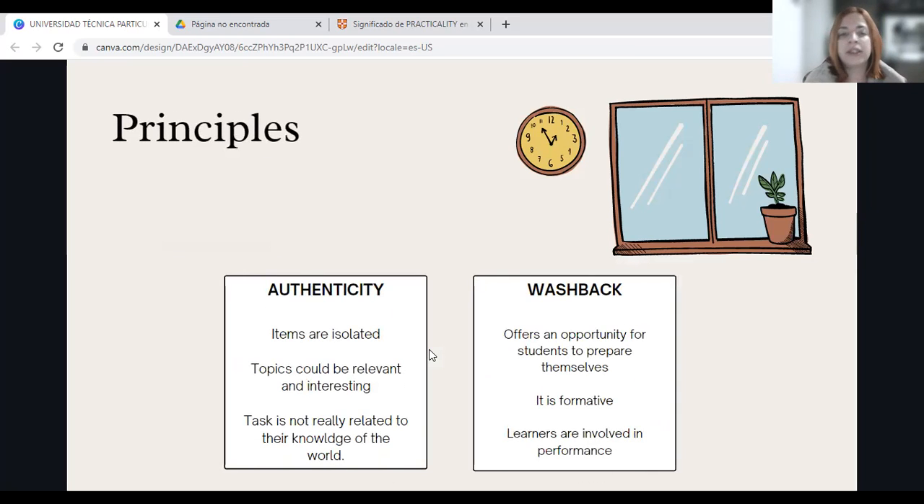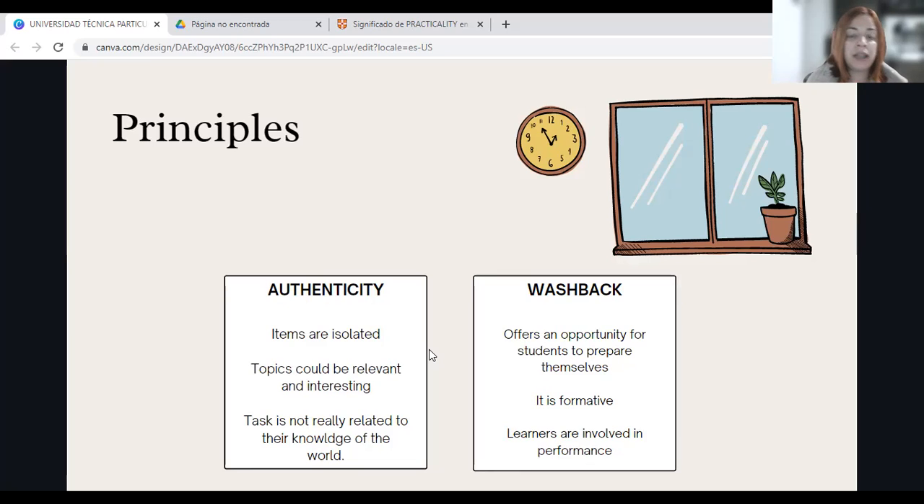About authenticity, items are isolated. For example, in the activity, it says that the teacher shares statements. So there are no real problems or maybe no further explanations, no further information or something to work on. It's just statements.